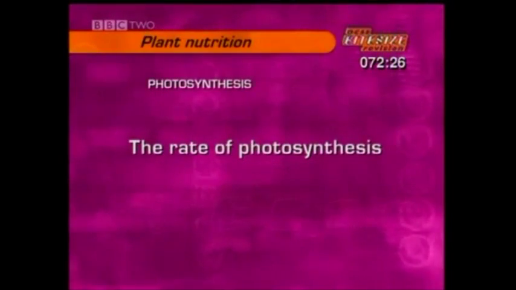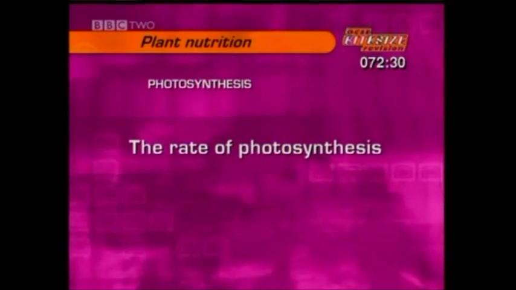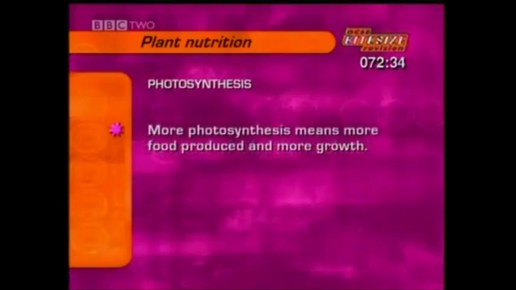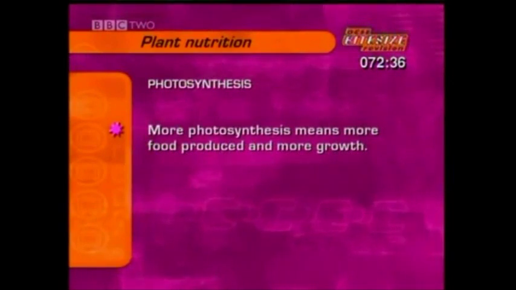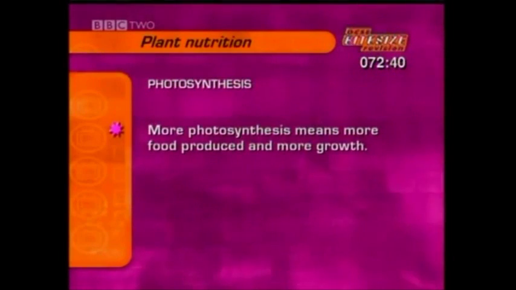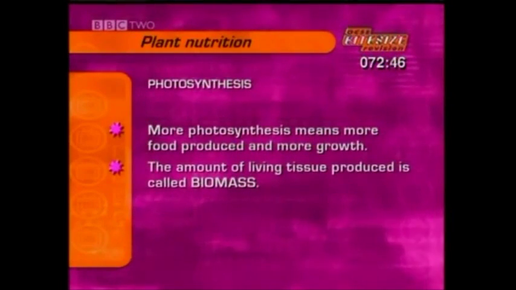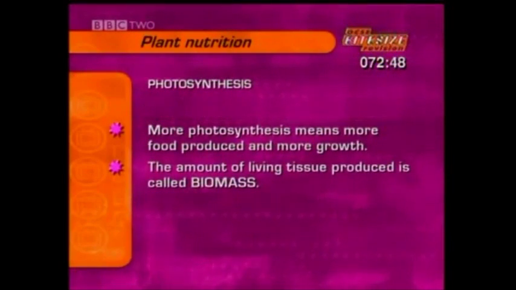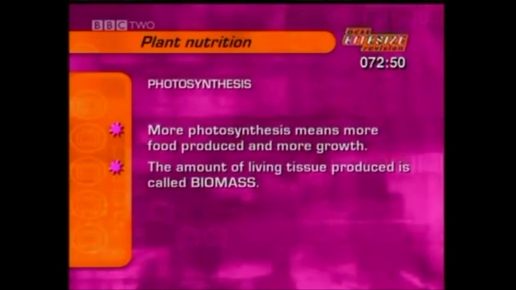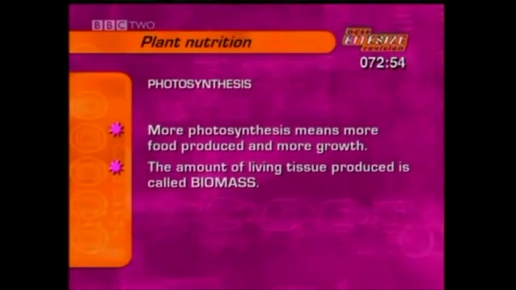Now let's think about the rate of photosynthesis. The word rate describes how fast a process is happening in a certain time. The more photosynthesis occurs, the more food is produced and the more growth happens. The amount of living tissue produced is called biomass, normally measured in grams or kilograms. As you watch the next clip, see how growers control the rate of photosynthesis to increase yield or biomass.